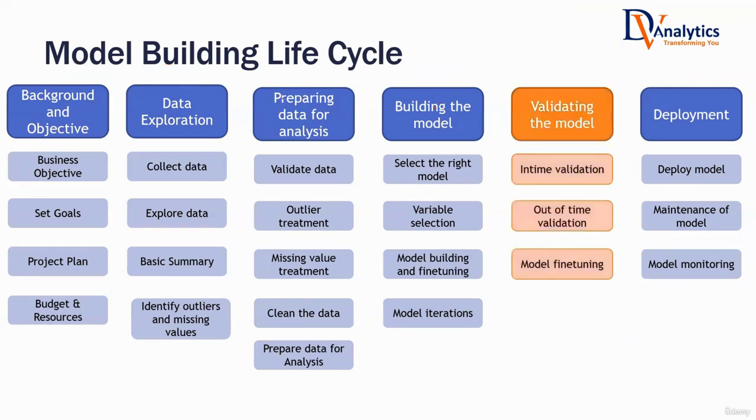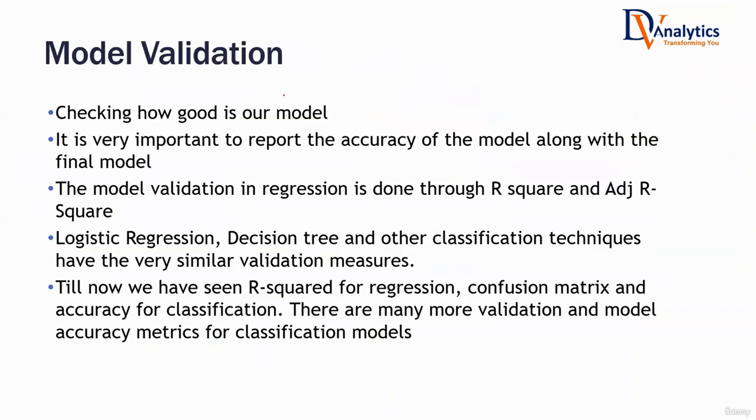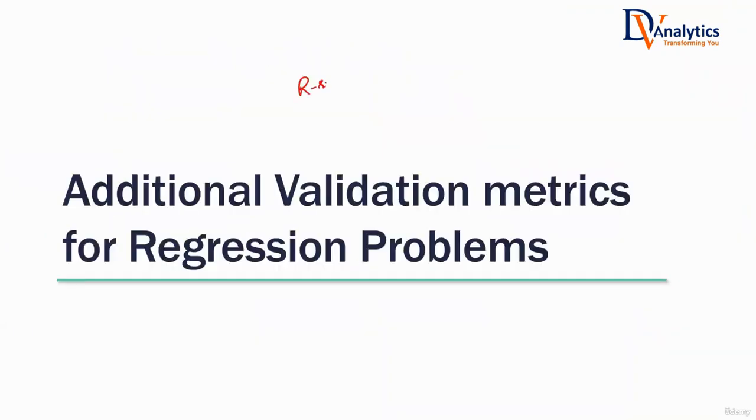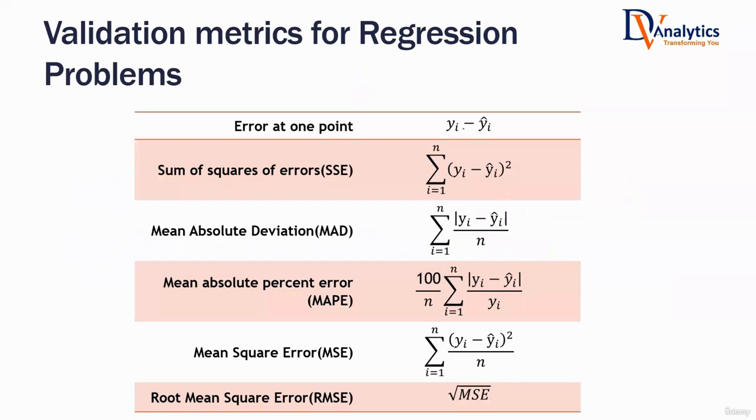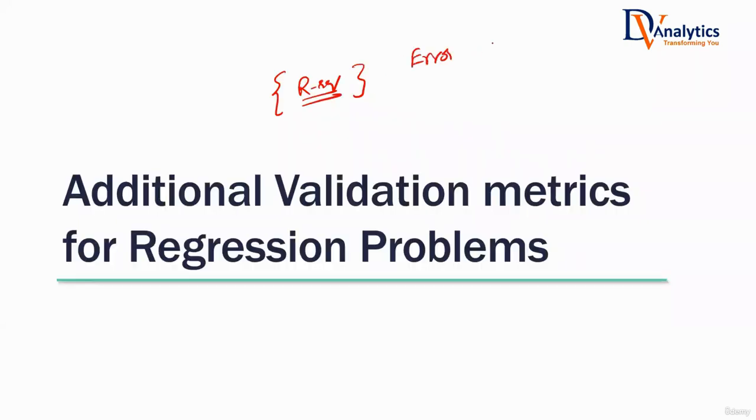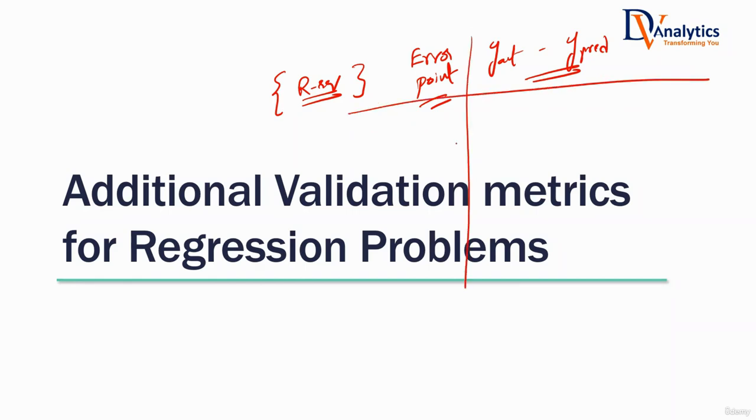Let us talk about validating the model, validation metrics. Already we have seen that for regression we have used R square. There are several other measures. Apart from R square, you will see some other measures being used, but everything is connected to error or accuracy. If you take error, what is error? You have the Y actual value, and the error at 1 point is the Y actual value minus the Y predicted value. That is the error at 1 point. Now, from here, you can derive another metric, which is similar to this.